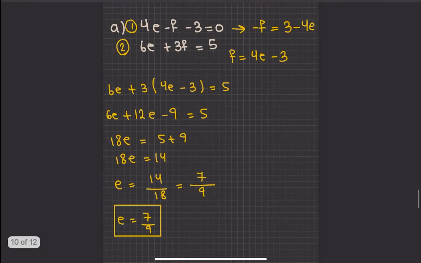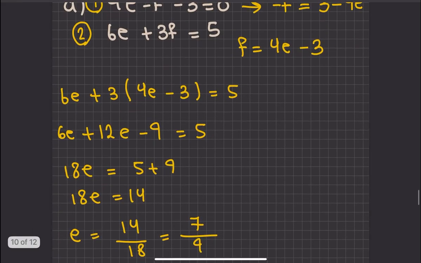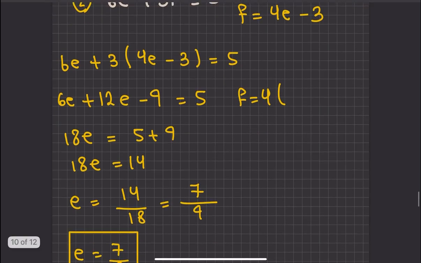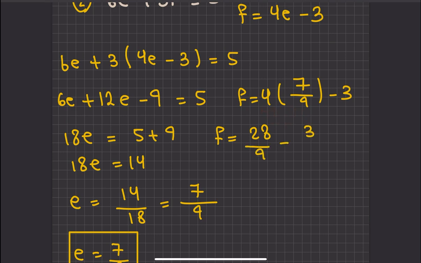So all I need to do is find f. I'm going to simply choose this one. I'm going to write down f equals 4, and instead of e, I have 7 over 9, minus 3. F equals, so here 4 times 7 is 28. Here I have a hidden 1, so 1 times 9 is 9, minus 3, which is also over a hidden 1.